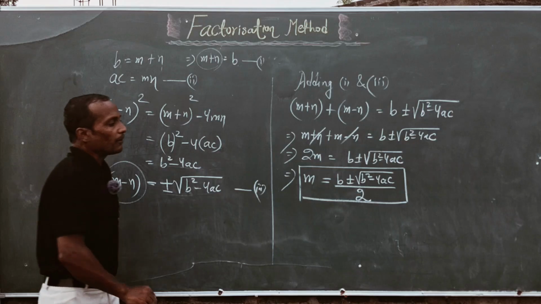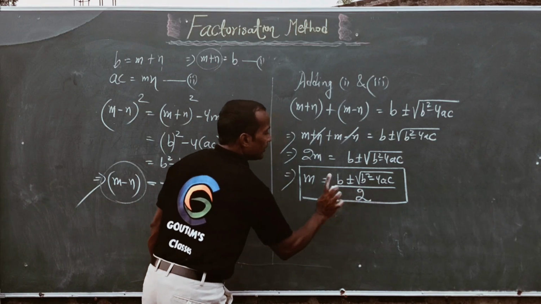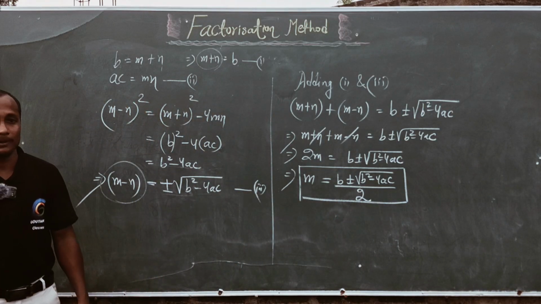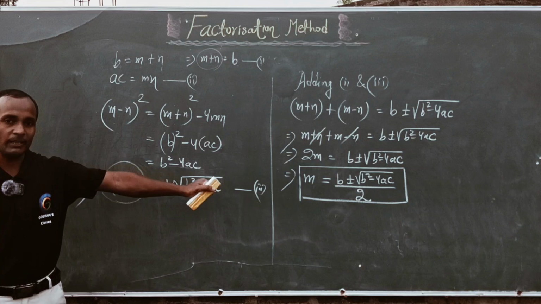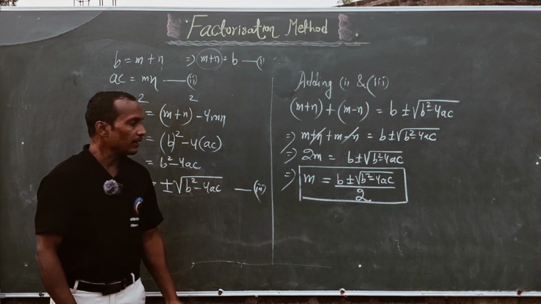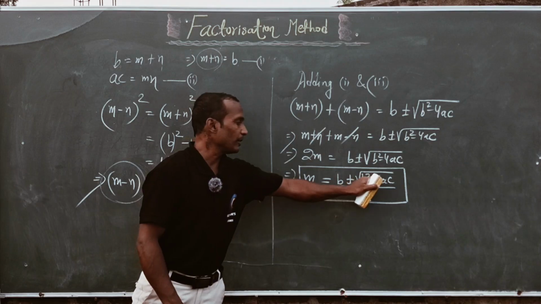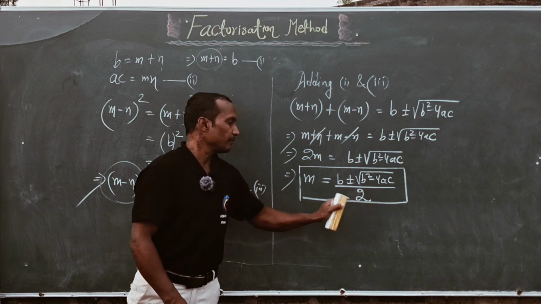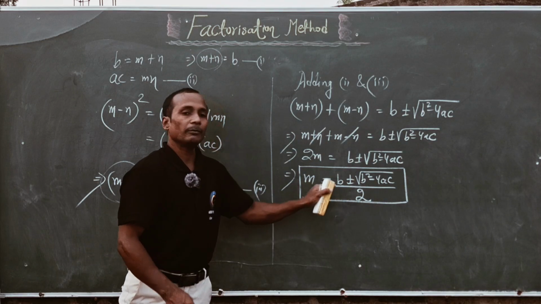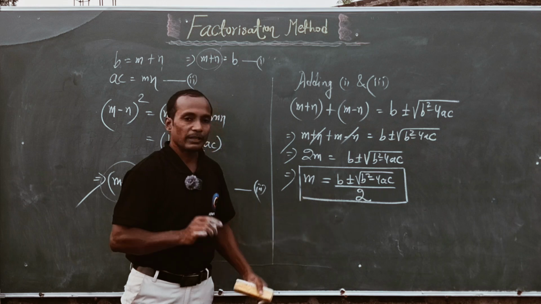M in terms of A, B and C, we got it. This is the value of M. This is not the quadratic formula, remember. In the quadratic formula we will have minus B plus minus root of B square minus 4AC by 2A. This is not the quadratic formula. This is the value of M.